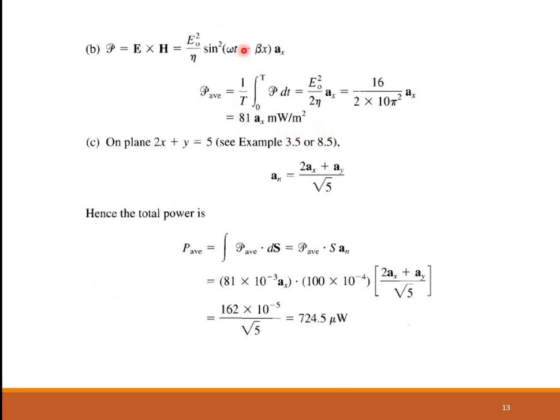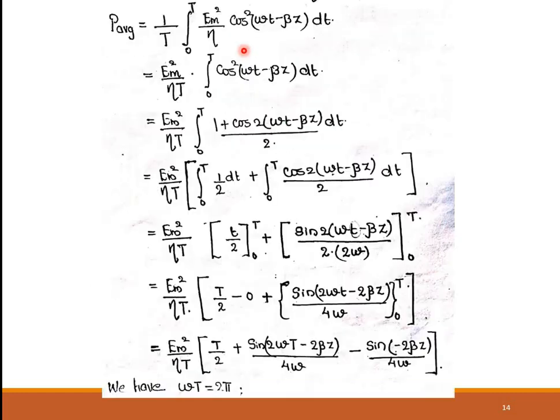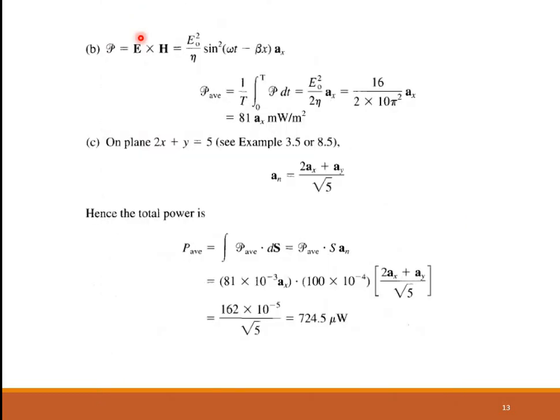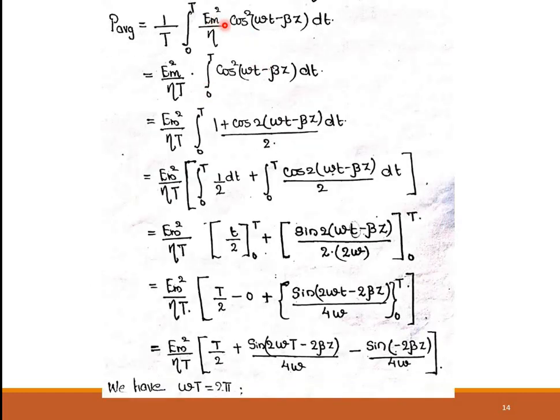See how to solve this. I have shown it over here for cos square. This is from another text, so the notations are slightly different. This P average here corresponds to this P, and in place of EM, we are using the notation E0. So, E0 square by eta.